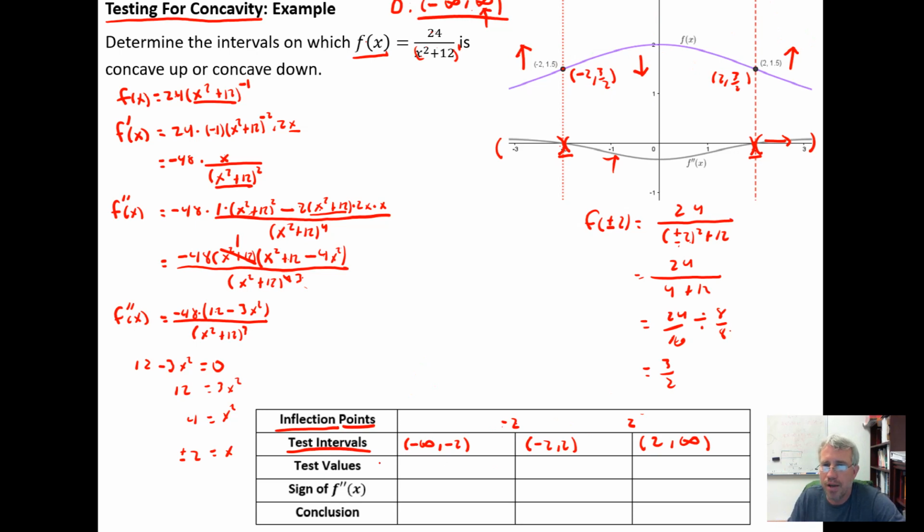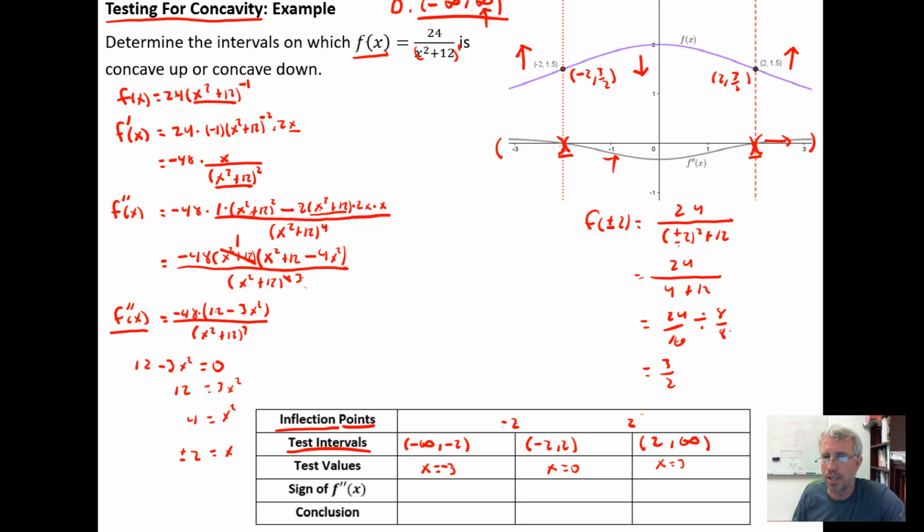And then the test values are values we're going to plug into the second derivative to determine whether the second derivative is positive or negative. So our test values need to be in our open intervals. For this one, x equals negative 3 would work. Between negative 2 and 2, we see that x equals 0 is in there and will be easy to work with. And between 2 and infinity, x equals 3 would be a good test value.